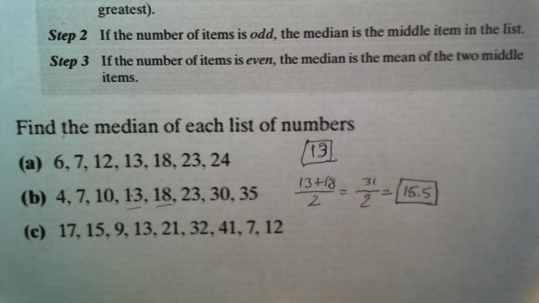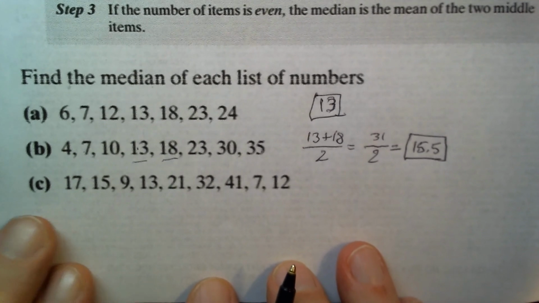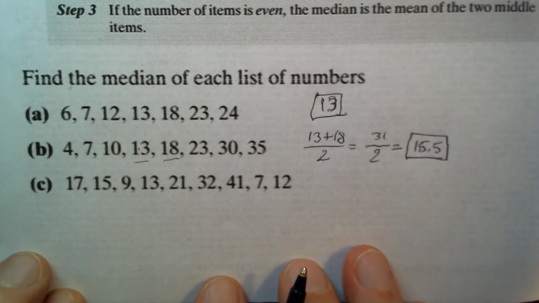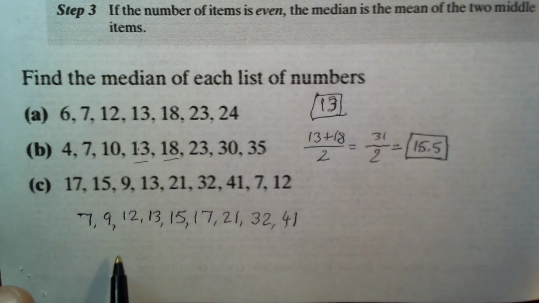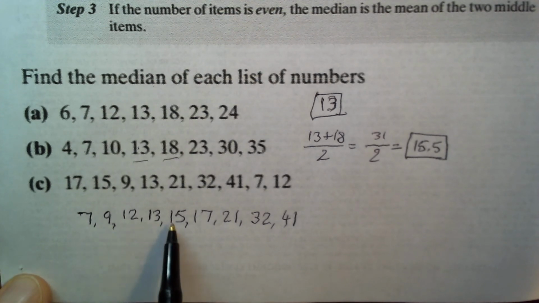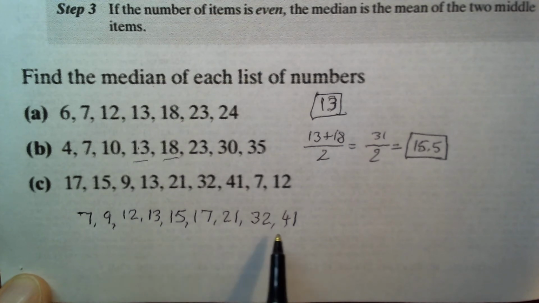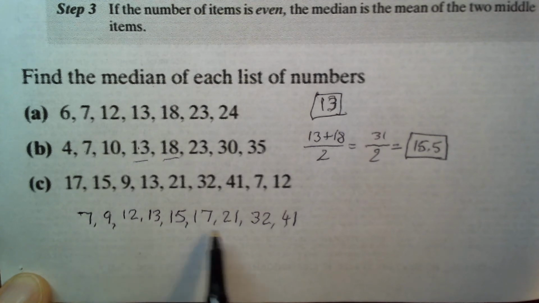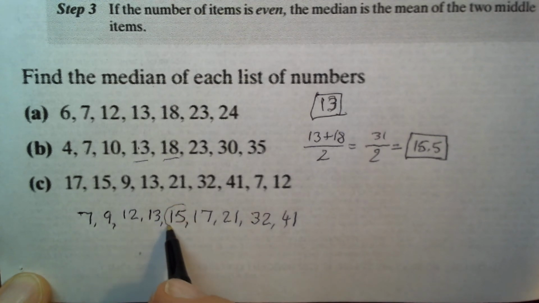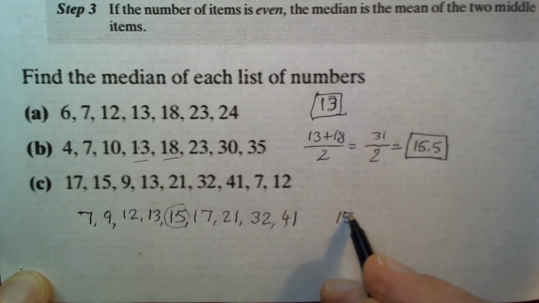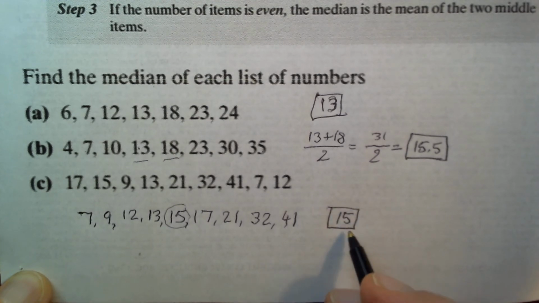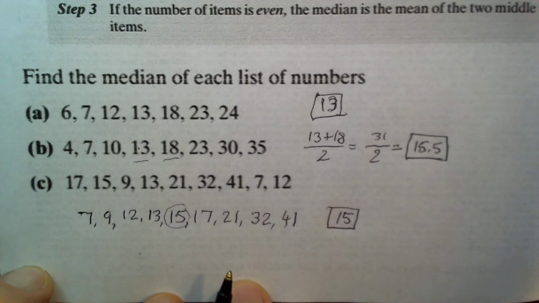And in the last part, part C, we notice the numbers are not ranked yet. So that's the first step we need to take here. Now we've ranked the items, and we notice there are 1, 2, 3, 4, 5, 6, 7, 8, 9 items. So it's an odd number. So there are 4 to the left and 4 to the right. And so 15 would be the median in this case. So the median is a pretty easy number to find.